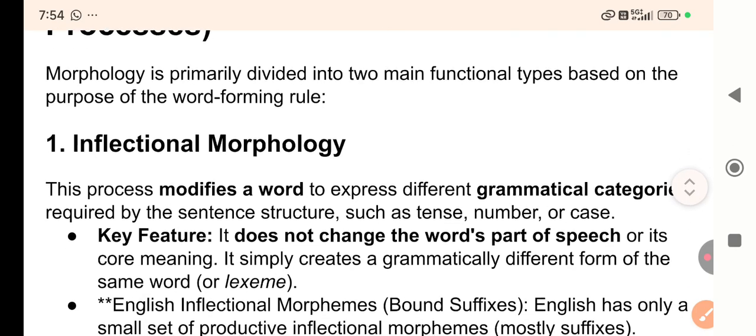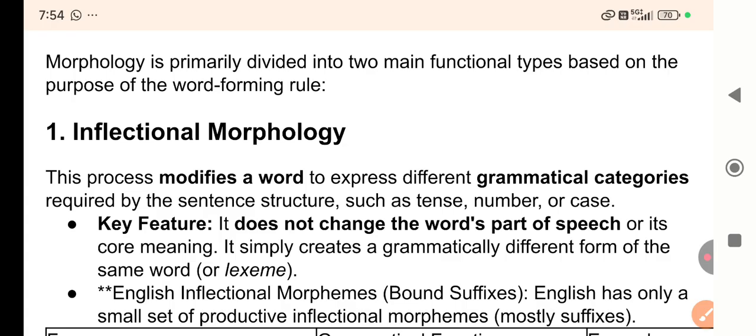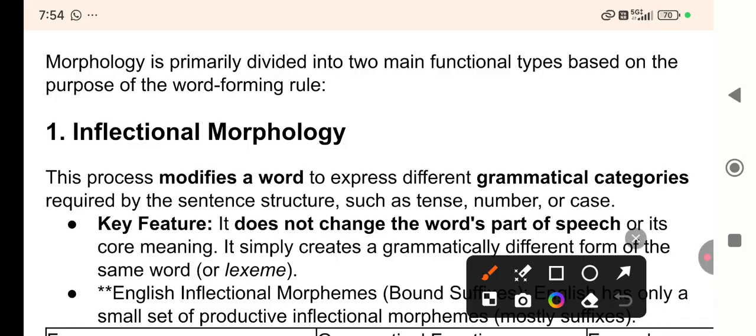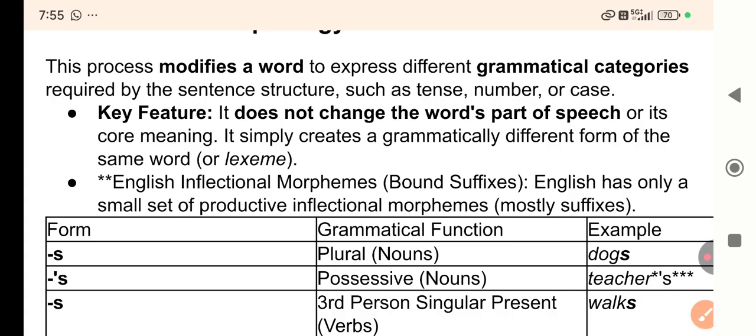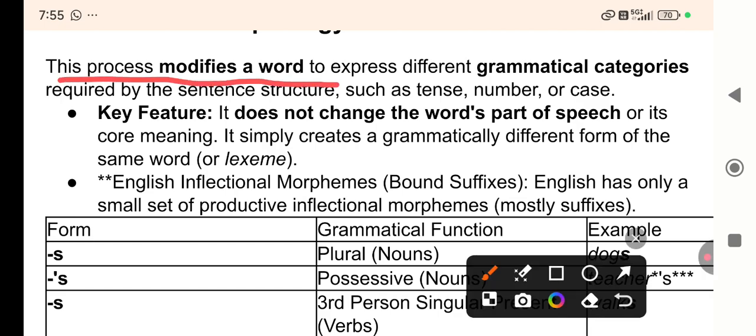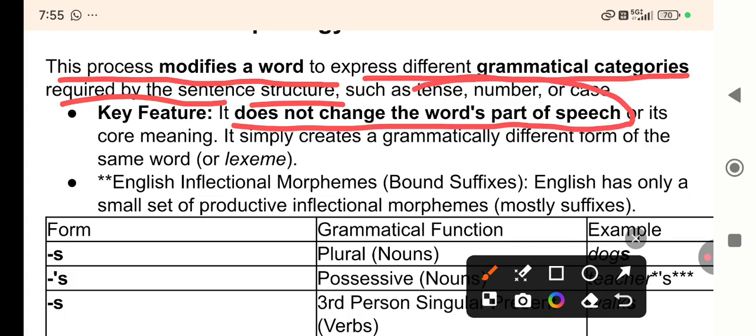Now, types of morphology. Morphology is primarily divided into two main functional types, based on the purpose of word forming. First is inflectional morphology, and the second is derivational. Inflectional morphology is a process that modifies a word to express different grammatical categories required by the sentence structure. But the important key feature is that it does not change the word's part of speech. Please take care. It does not change the part of speech. Very important.